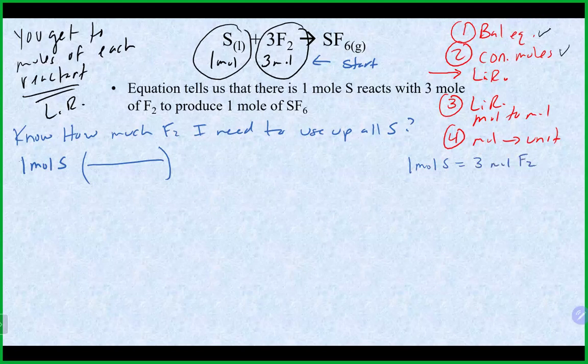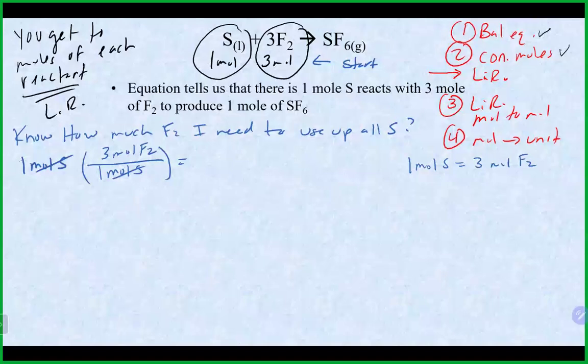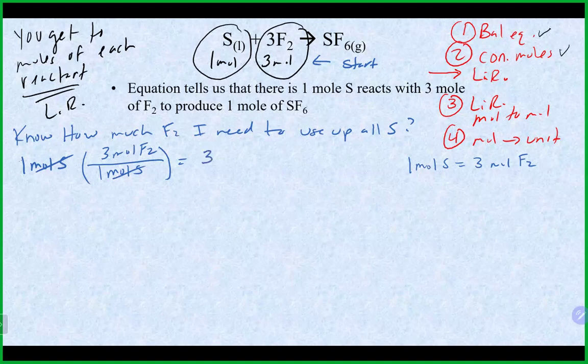So I'm just going to do a basic small little stoichiometry calculation between the 2 reactants. And that's going to tell me in this particular case that I would need 3 moles of fluorine.